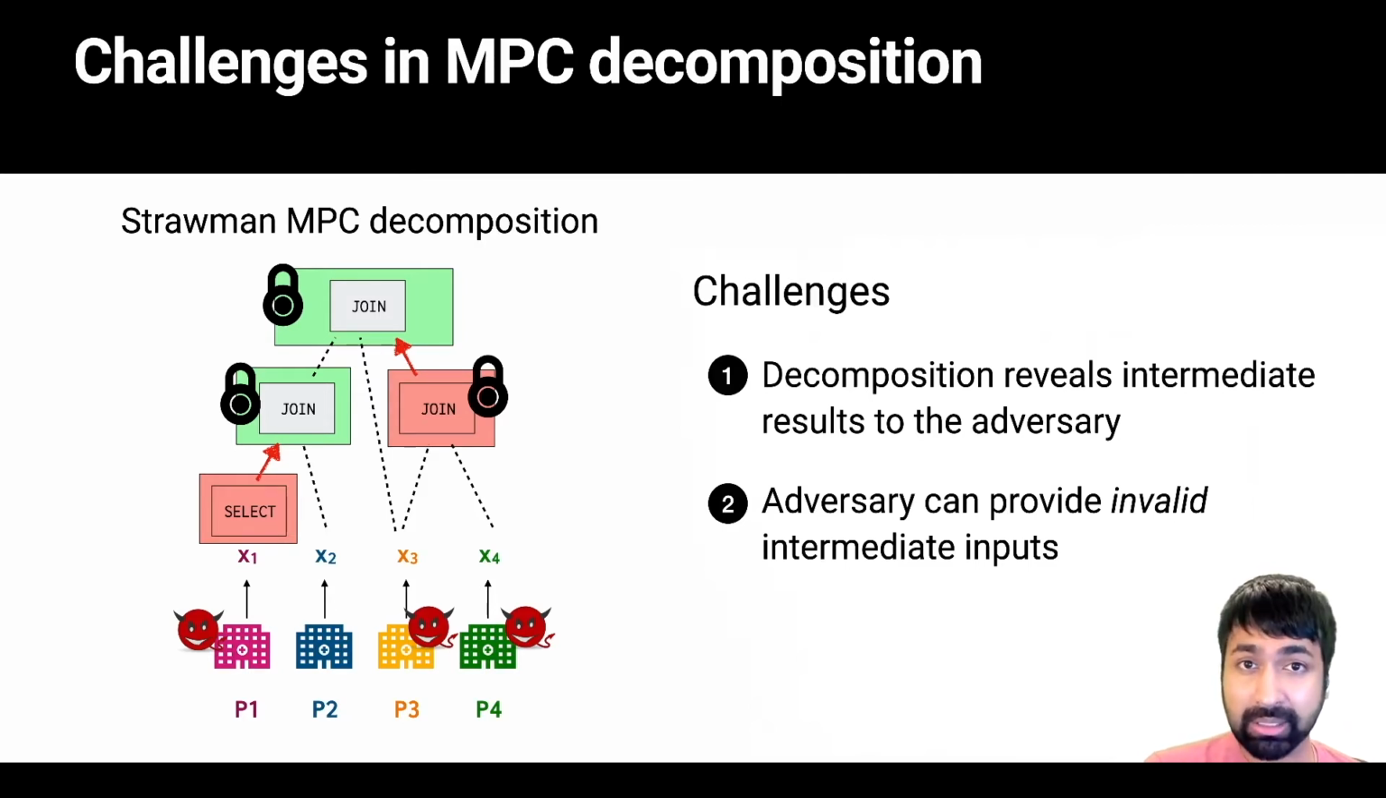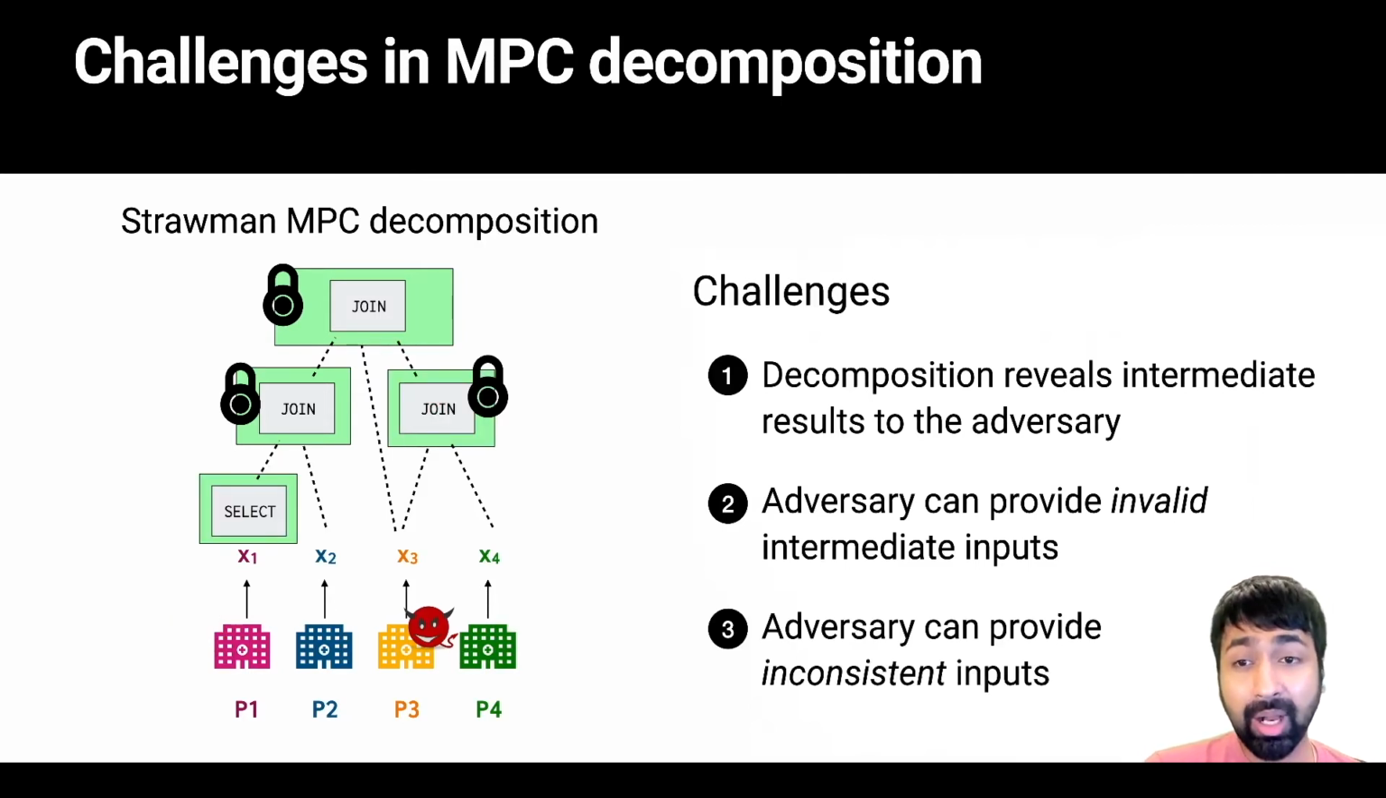And the third problem is that the adversary may attempt to provide inconsistent inputs to two different MPC subcomputations. For example, in this case, party 3 is supposed to provide the same value x3 as input to two different join computations. But if party 3 is malicious, it may cheat by providing different values to the two joins. These three problems are not an issue in monolithic execution and only arise when one attempts to decompose the execution.